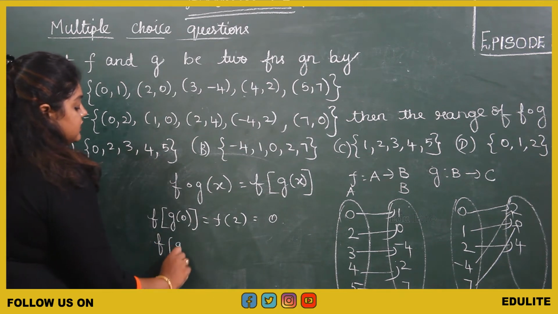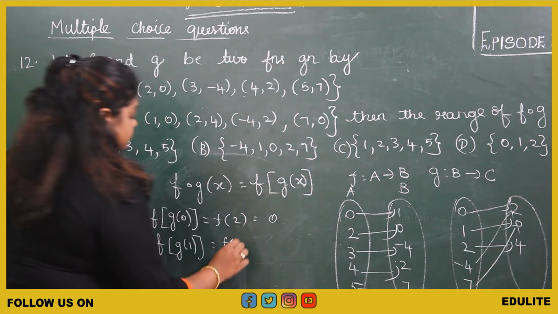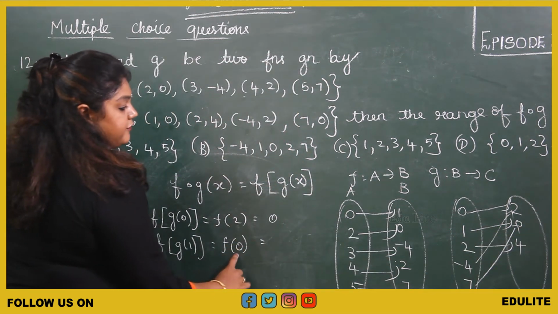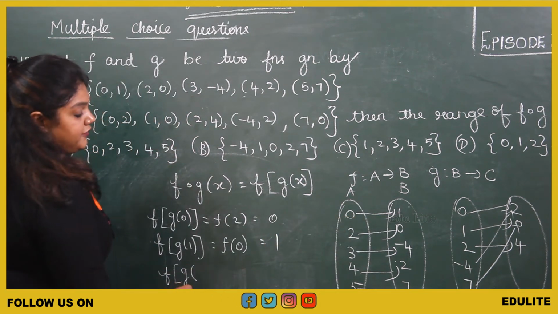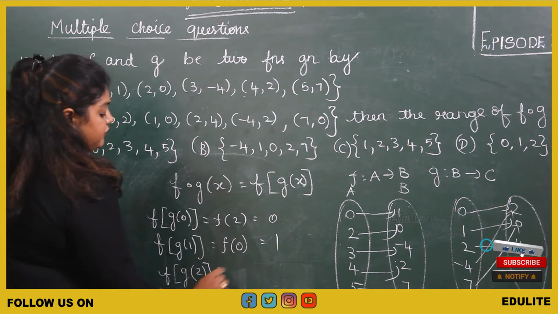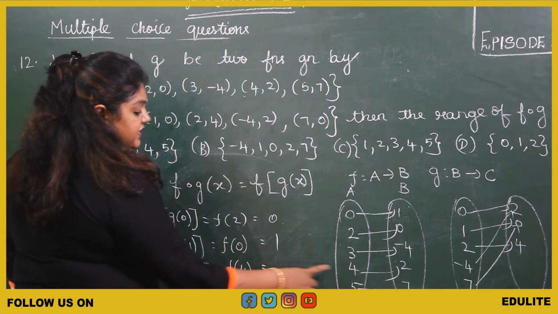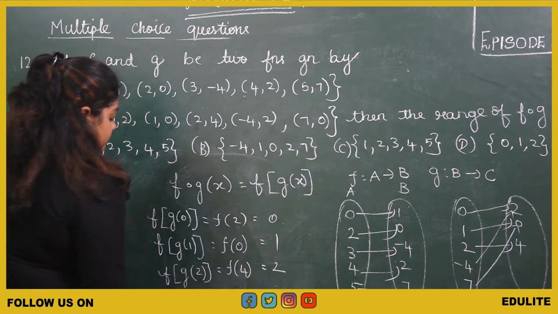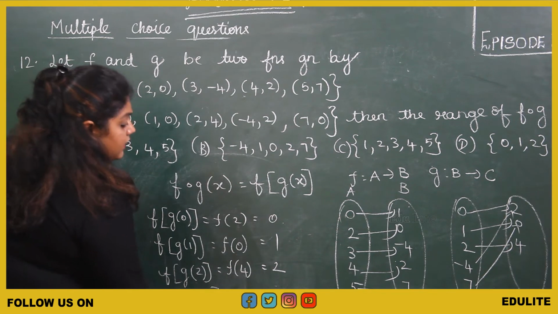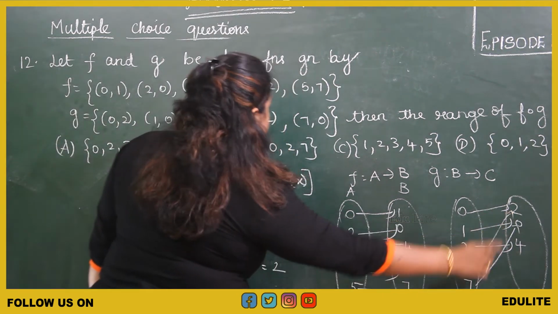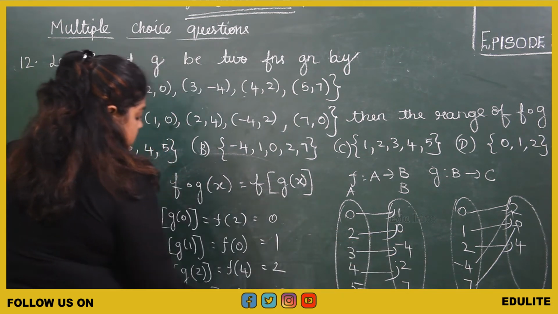Next is f of g of 1. That is, g of 1 is mapped to 0. Now we have to look at the f function. F of 0 is mapped to 1. Next, f of g of 2, where g of 2 is mapped to 4. Now we look at function f. F of 4 is 2. Next is f of g of minus 4. Minus 4 is mapped to 2. F of 2 is mapped to 0.